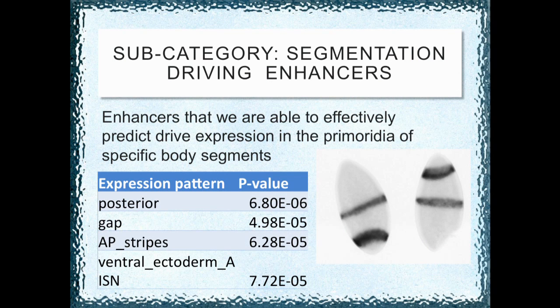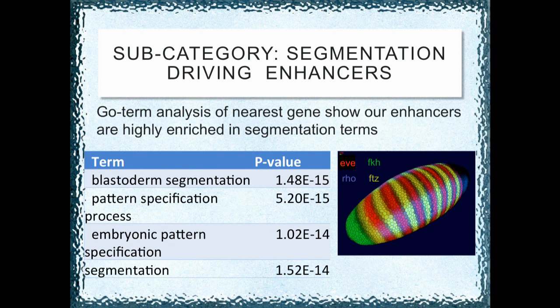These enhancers are not random. We find that these enhancers that we can effectively predict drive expression in the primordia of specific body patterns. We also note that if we do GO-term analysis of proximal genes, we see that these genes are very much enriched in segmentation terms, such as blastoderm segmentation, pattern specification process, etc. So we believe that what we have found here is a subcategory: segmentation-driving enhancers.